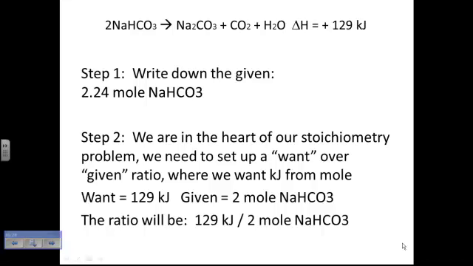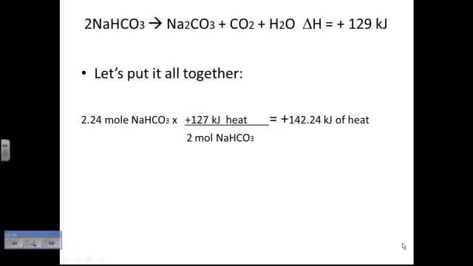Let's put it together in a familiar format of problem solving. We wrote down 2.24 mole of baking soda, NaHCO3. That was the given quantity. We set up a want over given ratio. That's coming from the heart of the stoichiometry roadmap. From the balanced equation, we want heat. Its value is positive 129 kJ of heat.